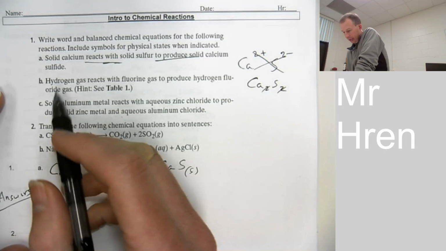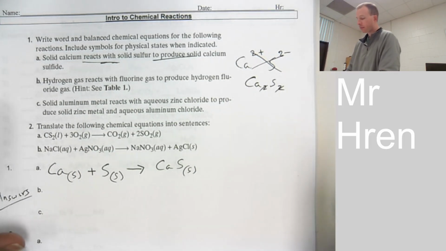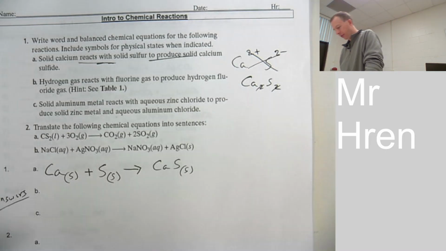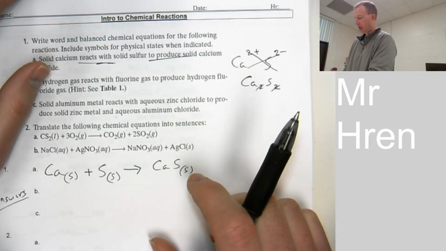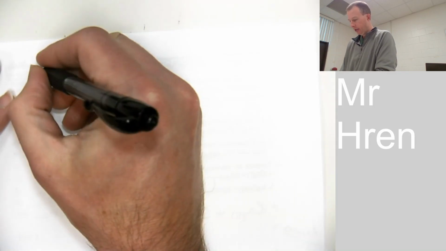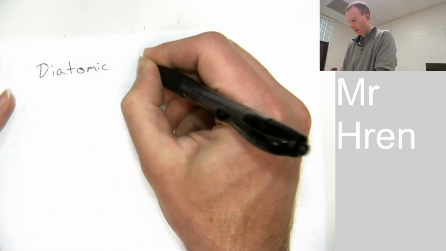Next it says hydrogen gas reacts with fluorine gas. Now, this is an important time to think about the diatomic elements. We'll get into that for just a second. Actually, maybe we'll save that for the next one. No, maybe we'll talk about it now. This is kind of important, so we'll do this right here. This is as good a time as any. So there are 7 elements that are called diatomic elements.